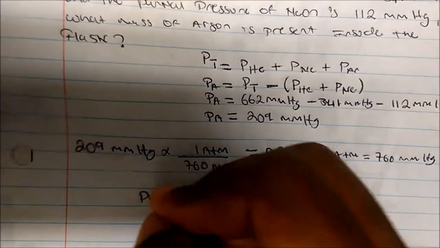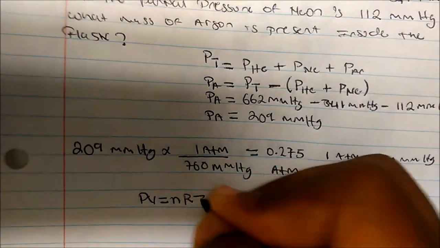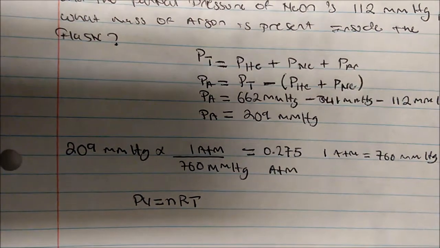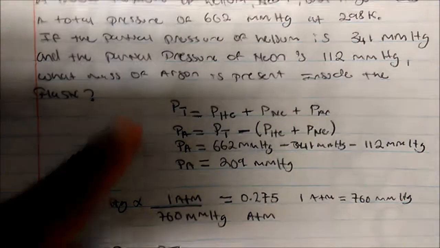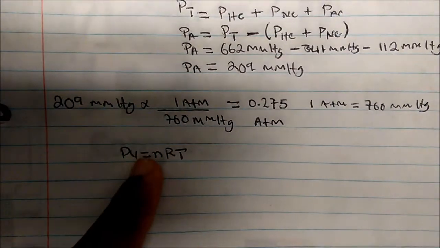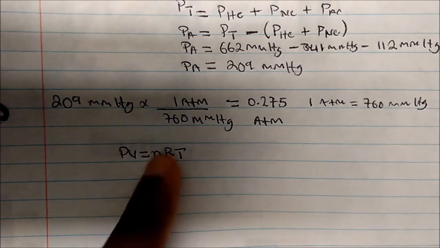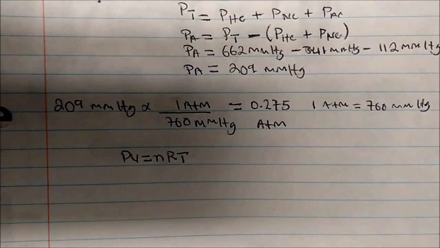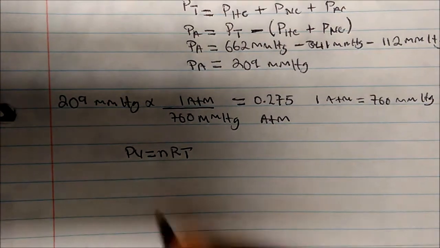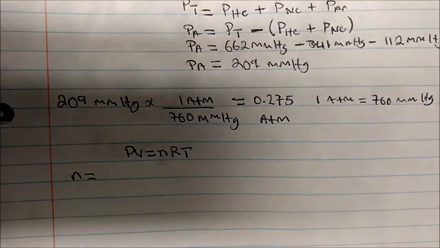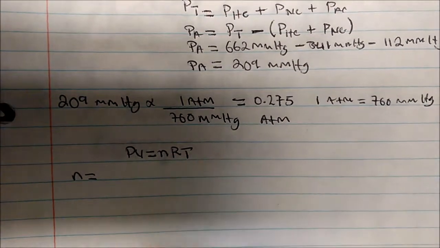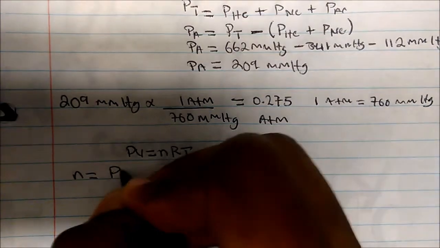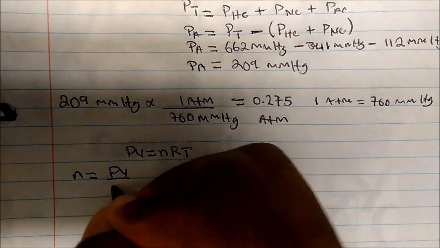Now we know that PV is equal to nRT. Okay, and look, in order for us to get the mass of argon present, we need to solve for moles first, because if we solve for moles, then we could simply go to grams using the molar mass. And so if that is true, then n, if I divide by RT on both sides, is going to be PV divided by RT.